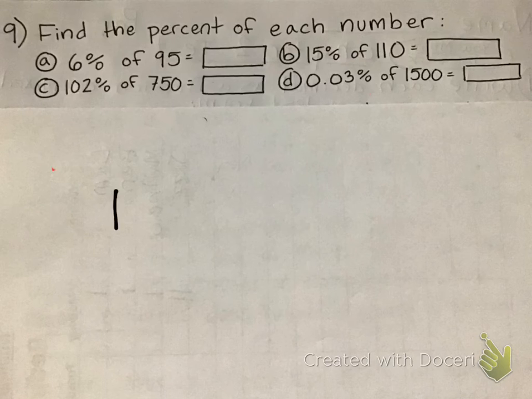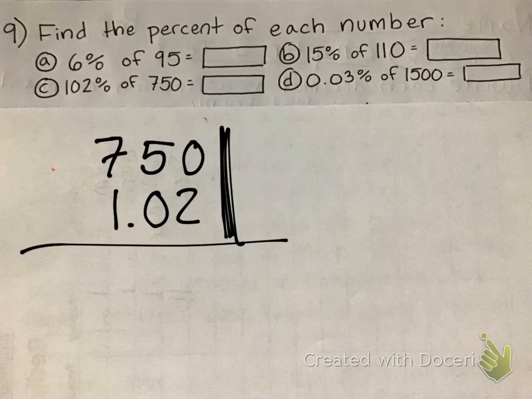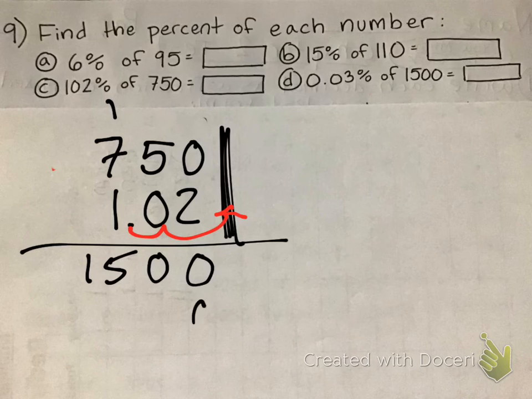Perfect. We get 1.02, and we're multiplying that times 750. Remember, when we multiply, we always line up on the far right. So we have to move our decimal over 1, 2 places. So in the end, we're going to move it back 1, 2 places. So let's start. 2 times 0, 0. 2 times 5, 10. 2 times 7, 14 makes it 15.